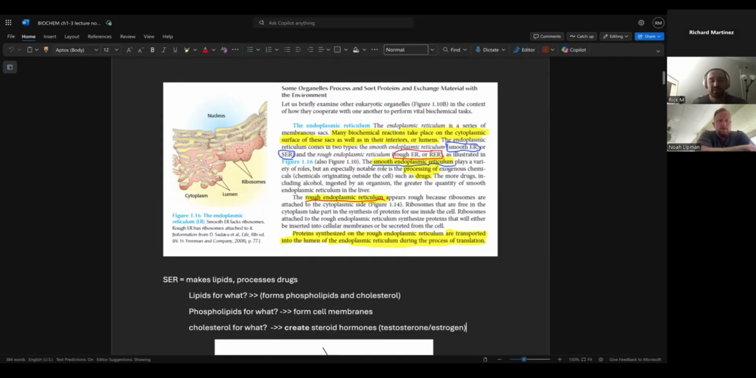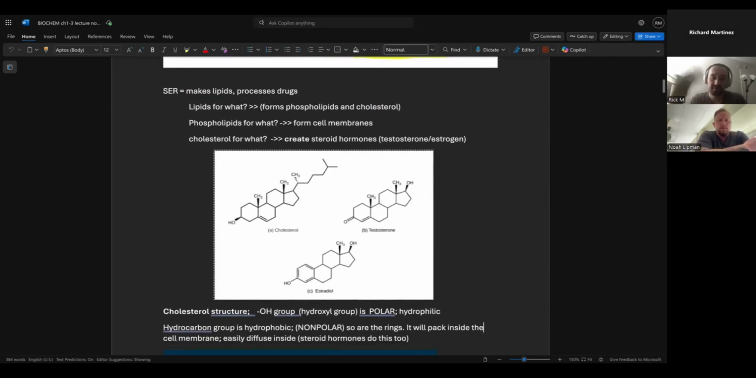So forgot about that portion of the notes. For the lipids, here's a little checkpoint, I'll read it with you. Lipids form phospholipids and cholesterol. Phospholipids are for cell membranes, so they create the cell membrane, the outside portion, right? And then cholesterol creates steroids: testosterone, estrogen, androgens.